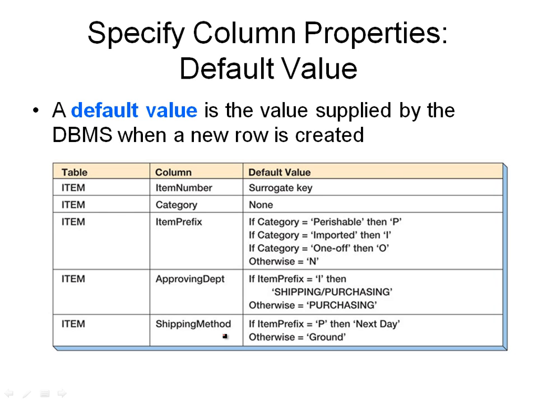Those are some of the examples that you might see. For a perishable item, you might have the word P, imported I, one of O, otherwise N, and so on. So you can actually fill in the cell the default value that you would like based on the attributes or the properties of that value or that column.